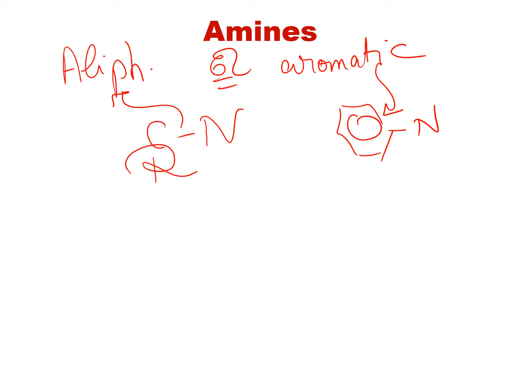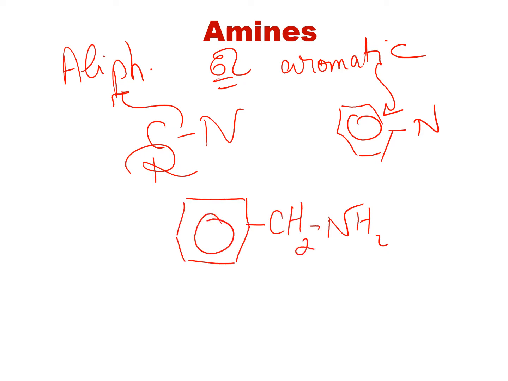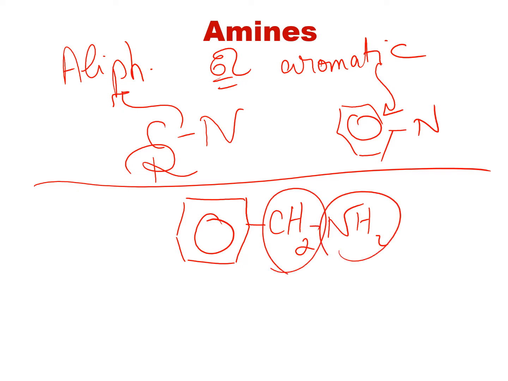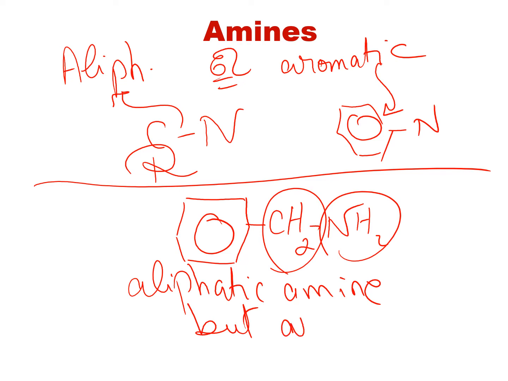However, if we have a nitrogen, an amino group, that is attached to an aliphatic chain but has a benzene ring in its structure, is this an aliphatic amine or an aromatic amine? Looking at this structure, it's an aliphatic amine because the amino group is directly attached to an aliphatic chain. However, it's an aromatic compound. So this is an aliphatic amine, but an aromatic compound.